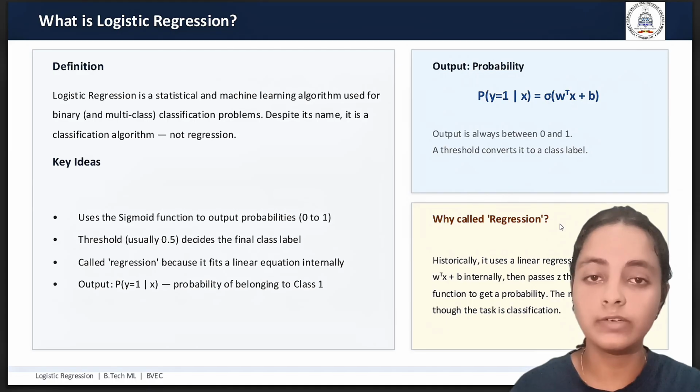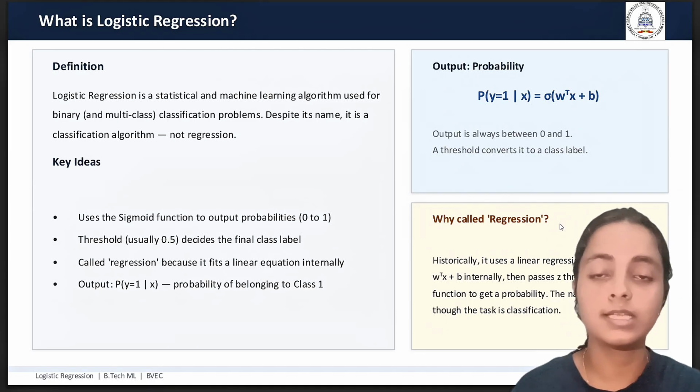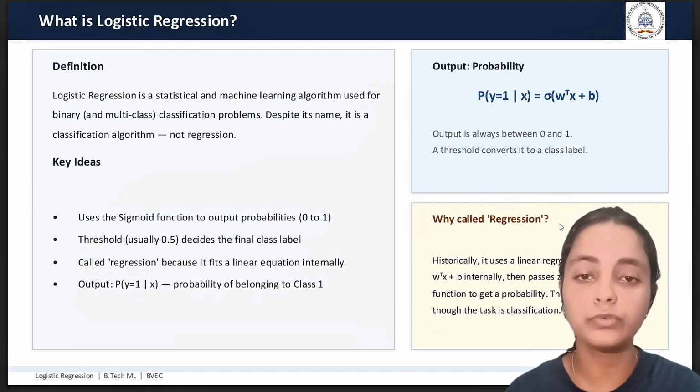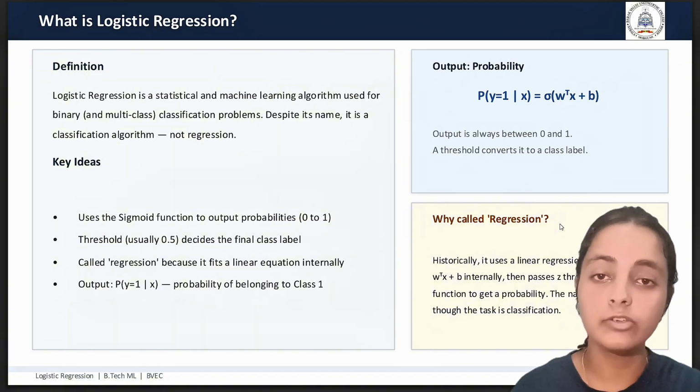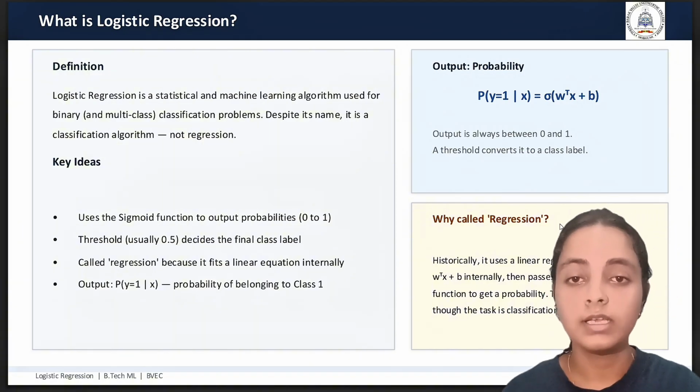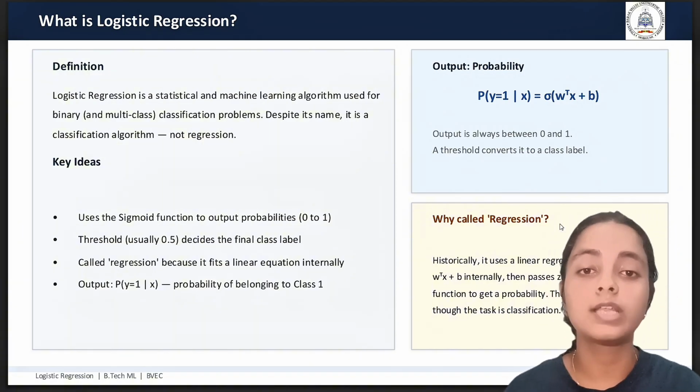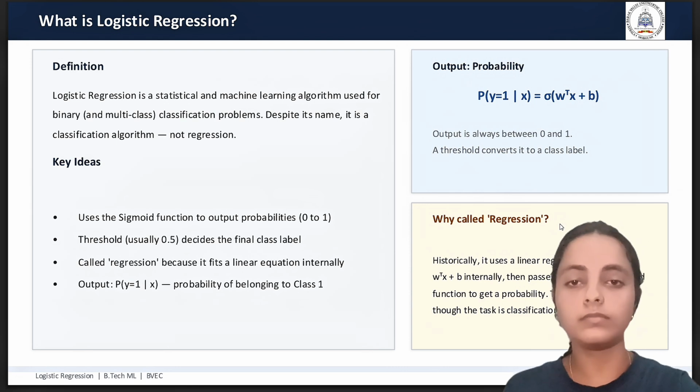Internally, logistic regression uses a linear equation and then converts the output into probability using the sigmoid function. That is why it is known as logistic regression.